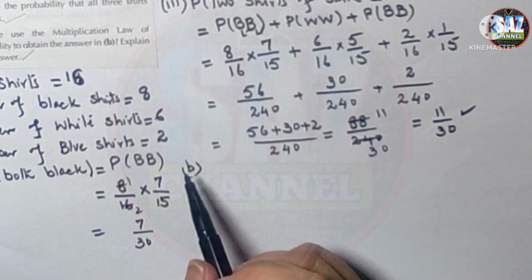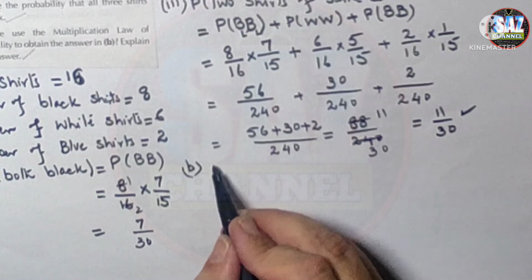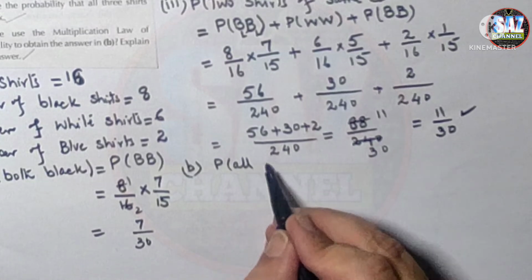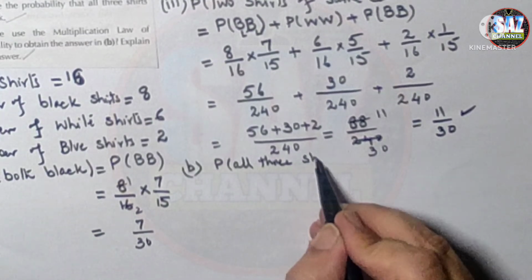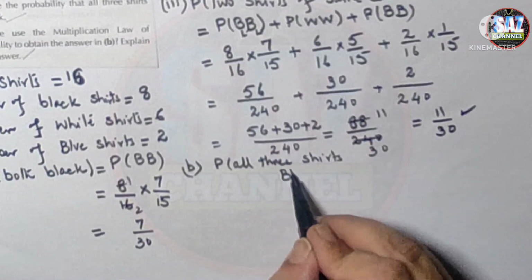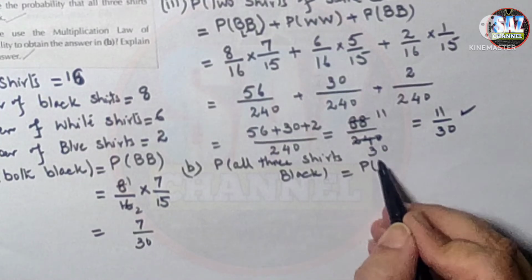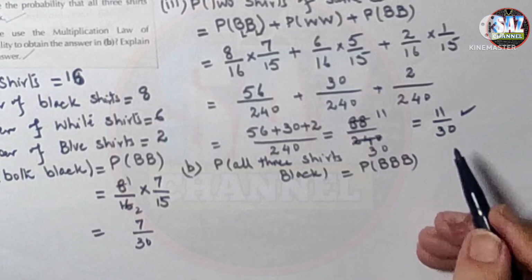And now moving to the next part that says that if the third shirt is taken out from the wardrobe, calculate the probability that all three shirts are black. Probability of all three shirts black is equal to probability of first black and second black and third black.